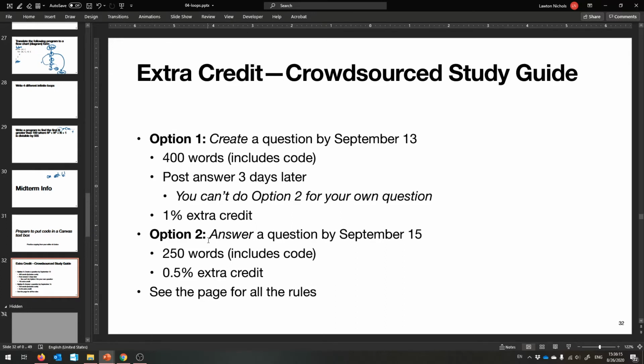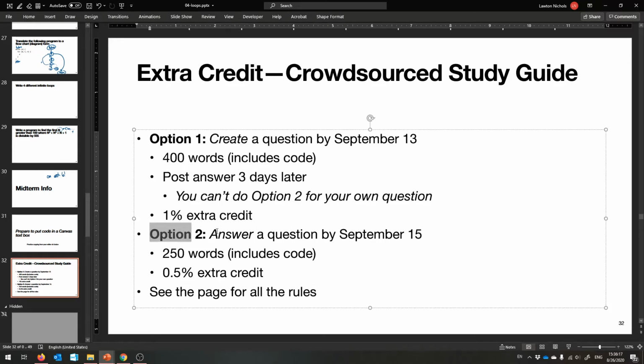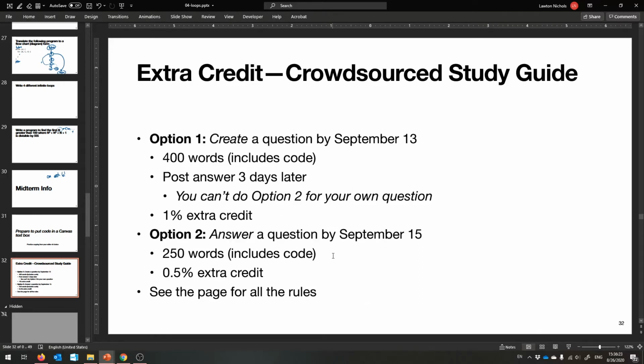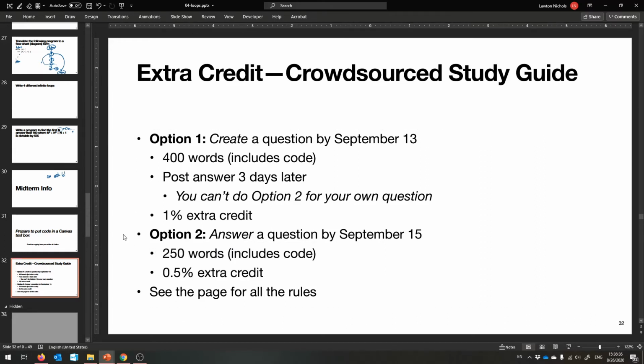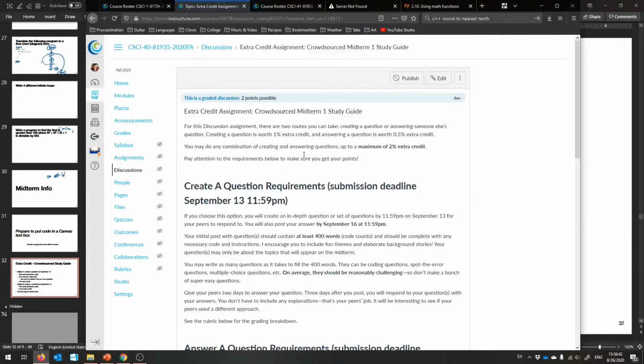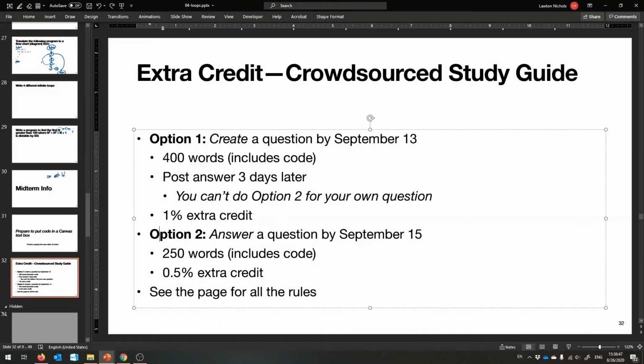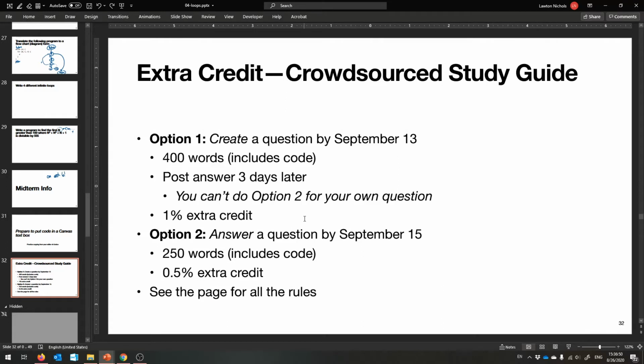And then you have option 2 as well. You can answer a question that was created by somebody else. Okay, so you can respond to your peers. There'll be a reply button on their question, and just write 250 words, including code, of an answer that's very well explained, things like that, and that will be 0.5% for extra credit. So you can do either of both of these options as much as you want, up to 2% extra credit. Okay, so you can make 2 questions, you can answer 4 questions, or anything in between. Okay, up to 2% extra credit. And that's what I want to talk about there.